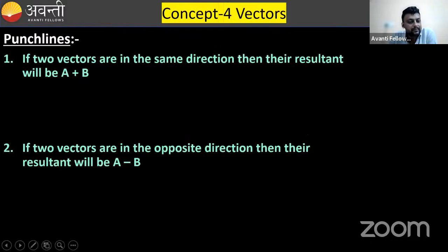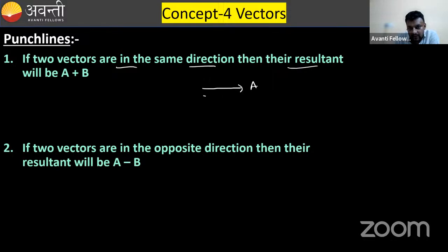Now there are some punchlines. I hope you know these punchlines, but still I'm going with that. And these are very much beneficial for you. If two vectors A and B are in the same direction, that means the angle between them is 0 and the resultant will be the algebraic sum of the two vectors, that is A plus B.